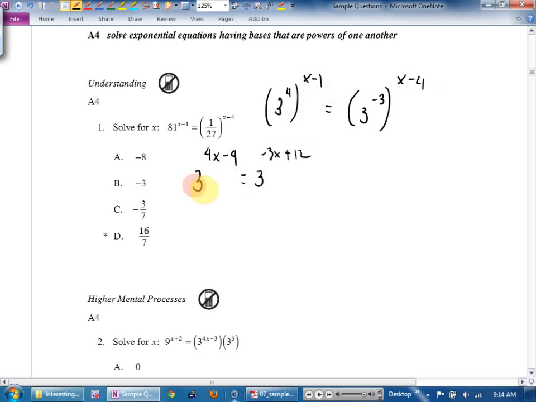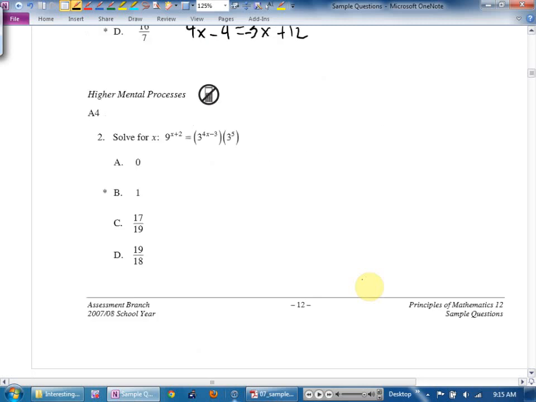Are my bases the same? Do I have one base equals one base? Remember me doing that phrase way at the beginning of the year? Then I can equate the exponents. The equation I'm going to solve is that one there. Plus 3x to both sides, minus 4. No idea what the answer is. I don't care. Higher mental processes.